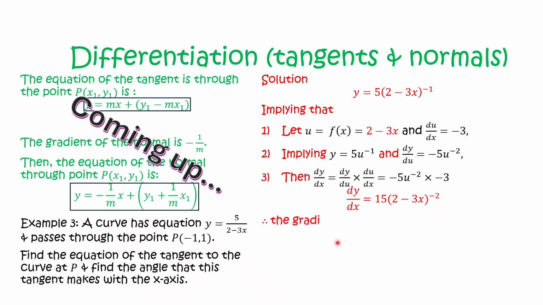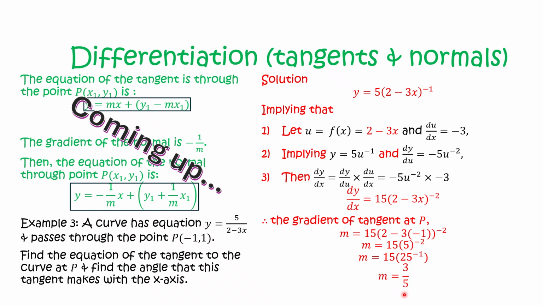Therefore, the gradient of the tangent at P is given by m, so we substitute where we have x in our dy/dx, we substitute that with the minus 1, which was the x-coordinate of the point P. In so doing, we can simplify further so that we have m is equal to 15 times 5 to the power minus 2. Then our m becomes 15 times 25 to the power minus 1, and simplifying further, we get m is equal to 3 over 5.